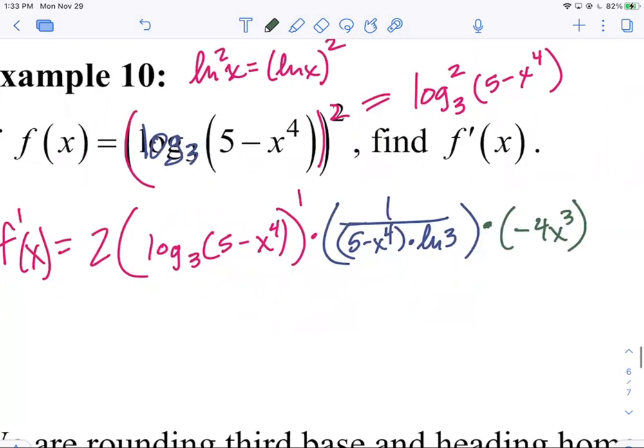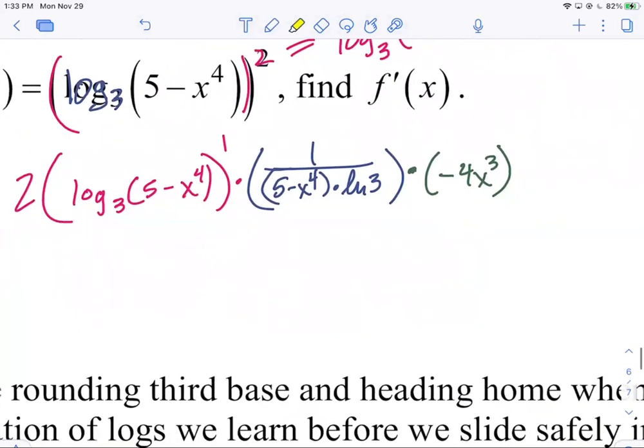Okay. So if it's exponential, multiply by the natural log of the base when you differentiate. If it's log, divide by the natural log of the base. Okay, that's it.